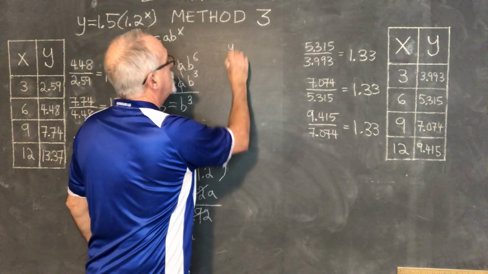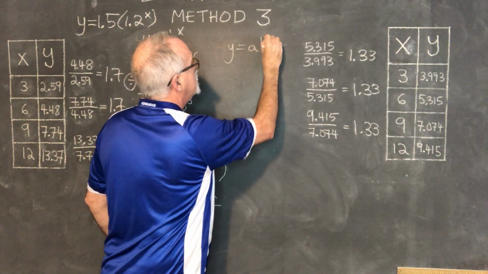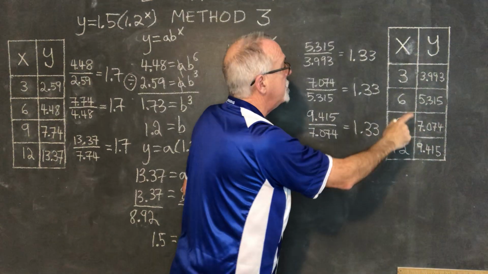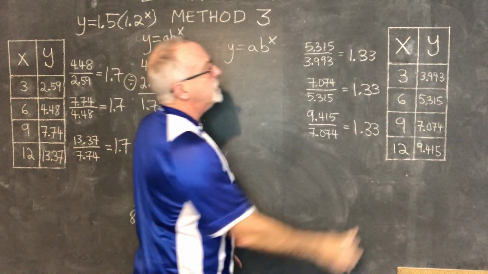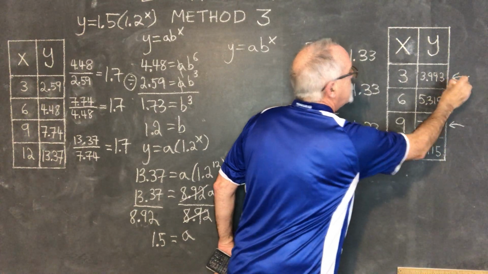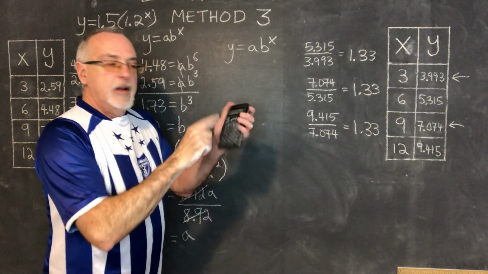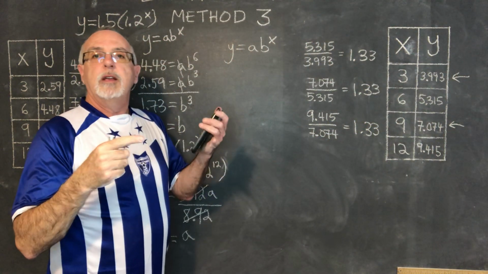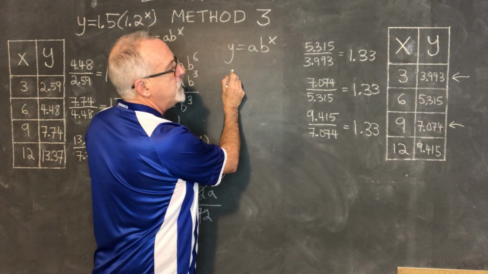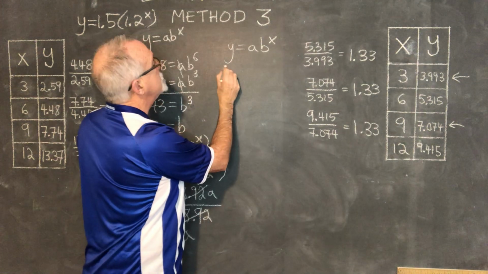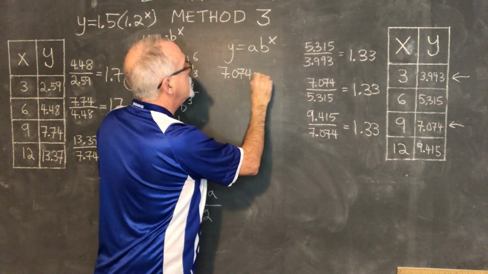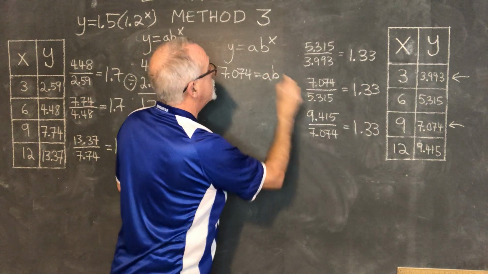It's the same method: y equals a times b to the x. I could pick any two points, but this time I'm going to plug in the third point and the first, just because I feel like it. I want to make the extracting of the x root more challenging. So, third point: 7.074 is my y, equal to a times b to the 9.